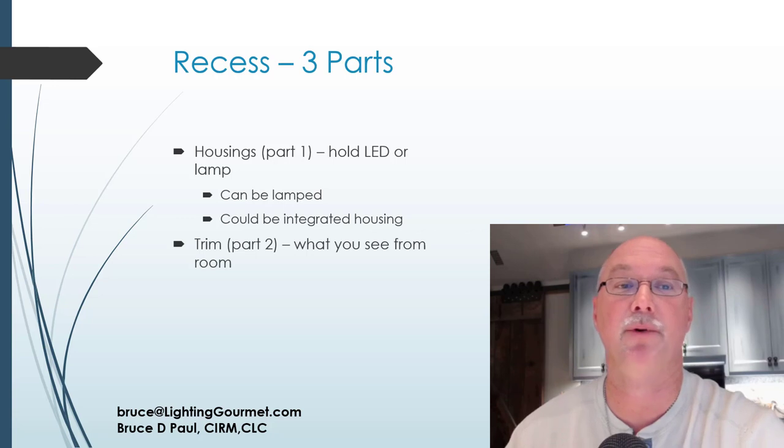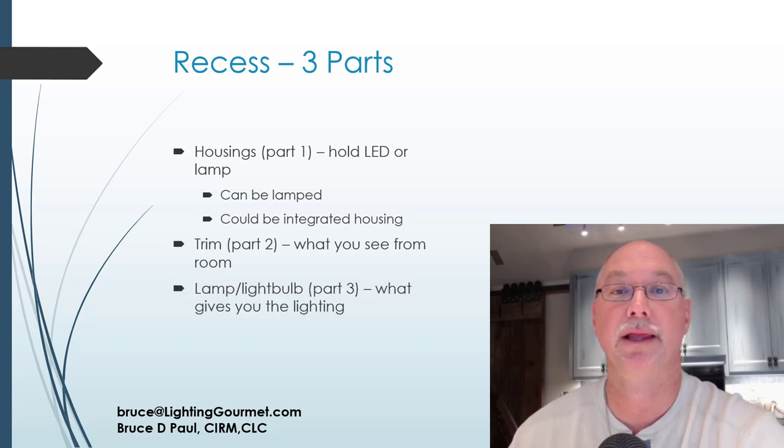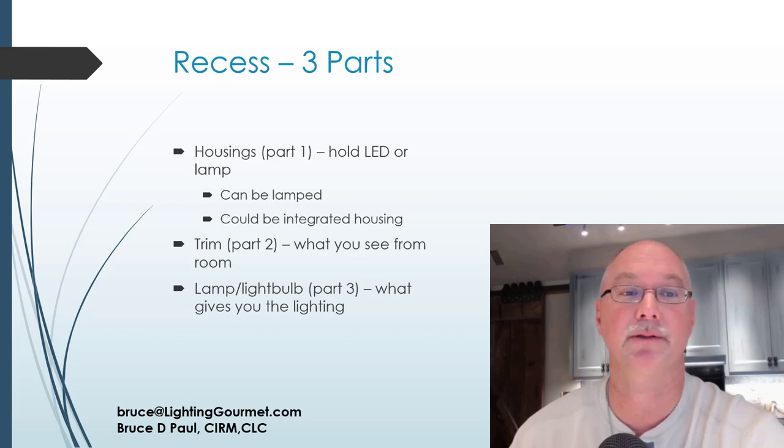The trim is the second part. That's what you do see. It can be a white baffle, a black baffle, a haze. And then the third part is going to be a lamp or a light bulb. It could be an LED, it could be an incandescent, etc. It could be a compact fluorescent in some cases. So three parts: housing, trim, and lamps.